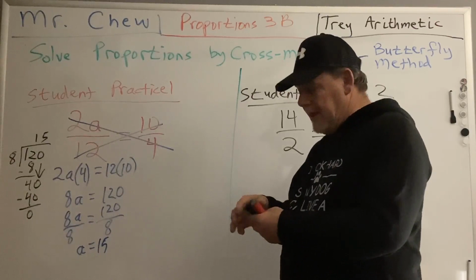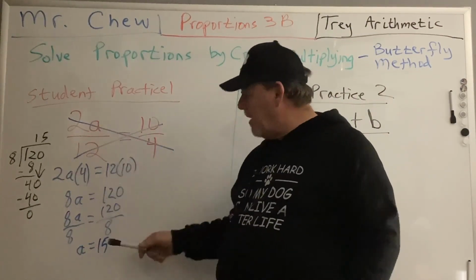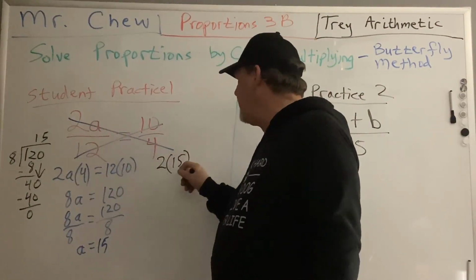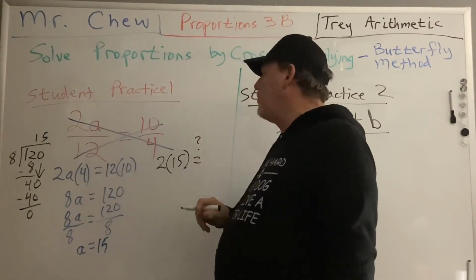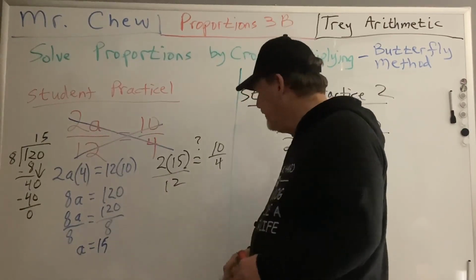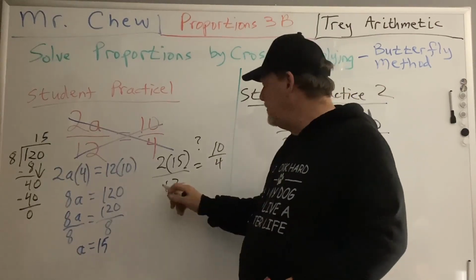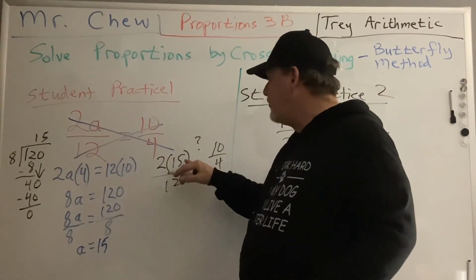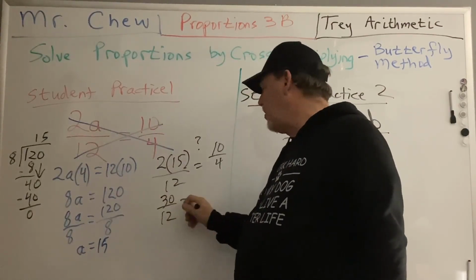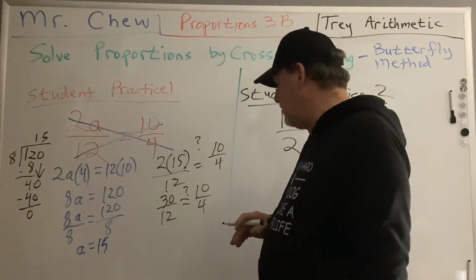Now, how do you check that? To check that, I take my original, and instead of writing an a, I write a 15. So I have 2 times 15. Does that equal, and I put a question mark there, 10 over 4, and that's over 12? So now I do the butterfly method. After I simplify this, 2 times 15 is 30 over 12. We'll do our butterfly now, because I want these as simple as I can get them.